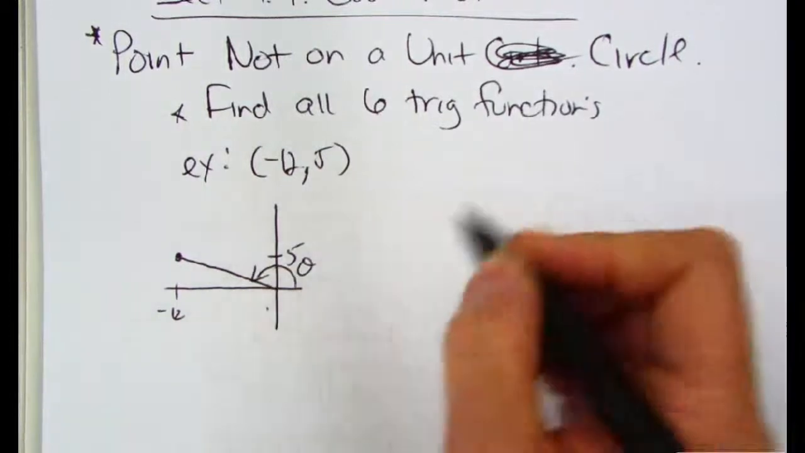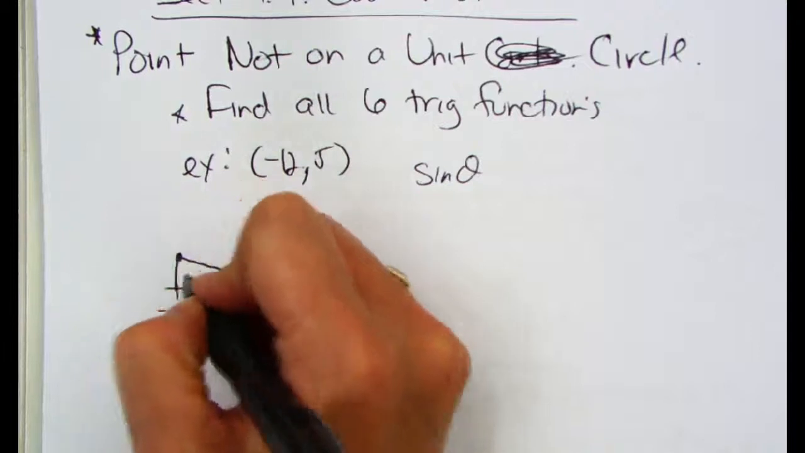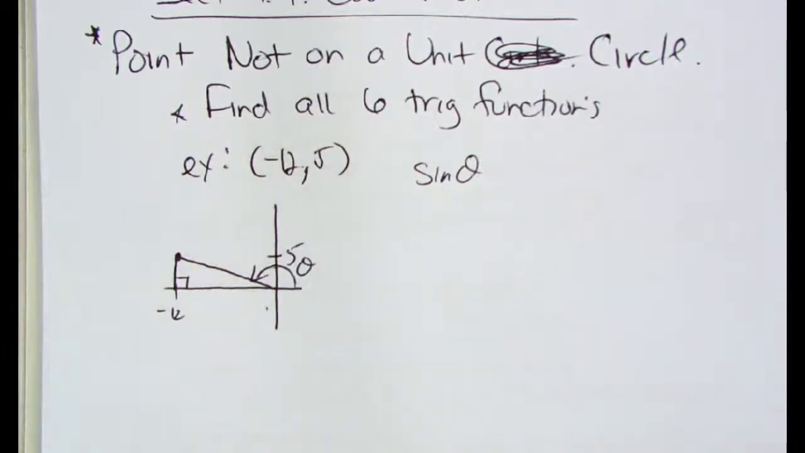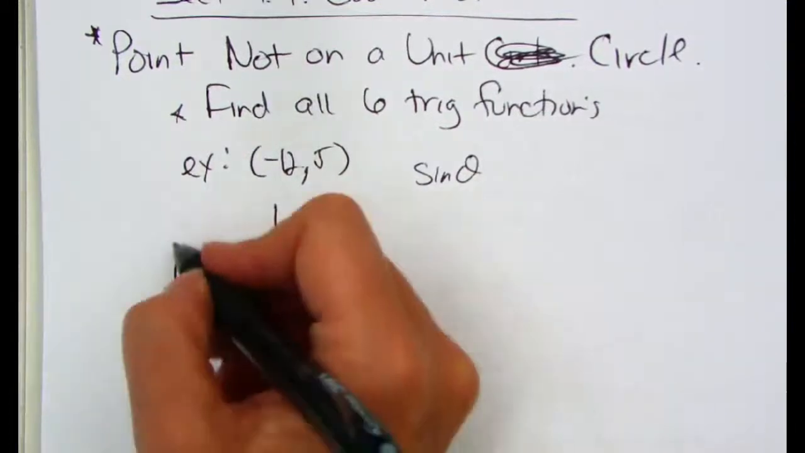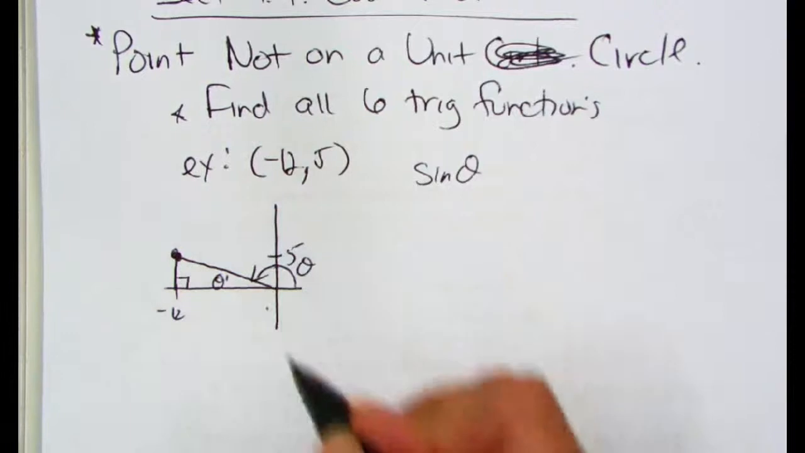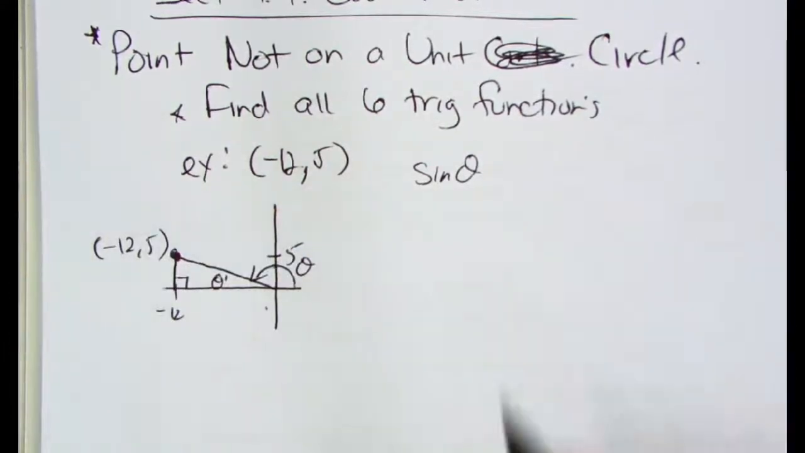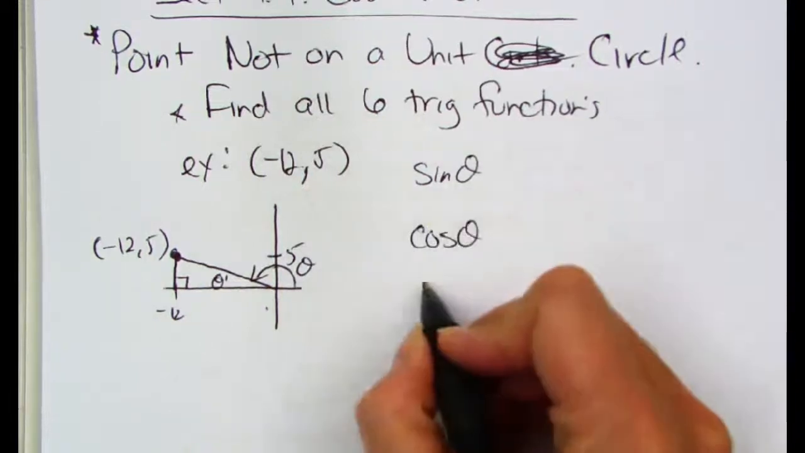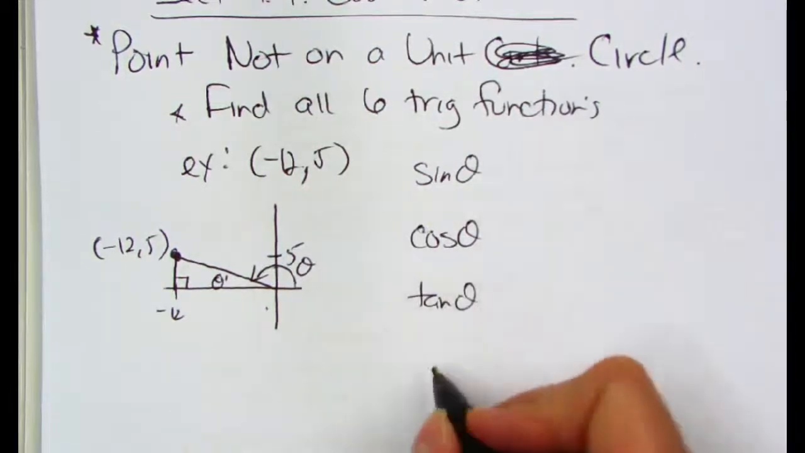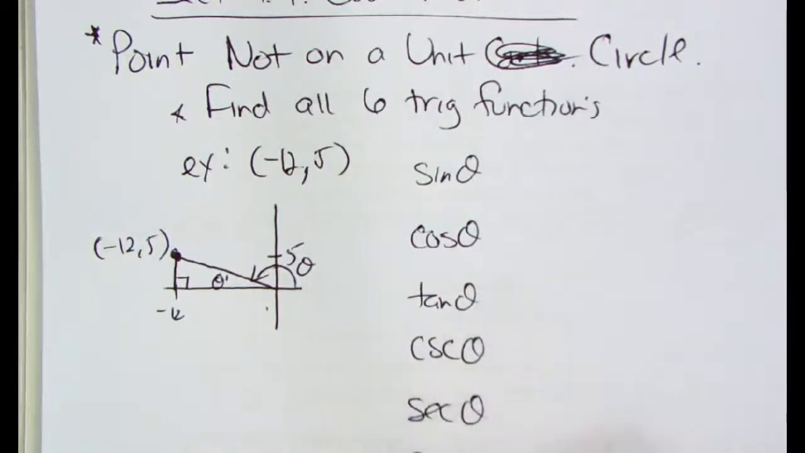This is the theta I'm going to find, but I know I get all this information from this point, from this reference triangle. It doesn't matter if I call it theta or theta prime, the answer is the same. It just means this terminal side here in quadrant 2, this ordered pair, negative 12, comma 5. So I'm supposed to find all 6 trig functions: sine of theta, cosine of theta, tangent of theta, cosecant of theta, secant of theta, and cotangent of theta.